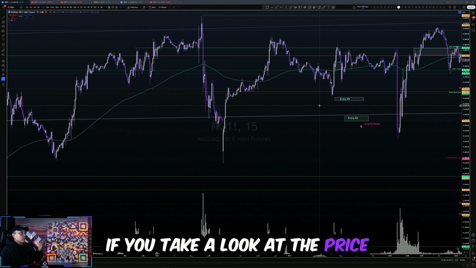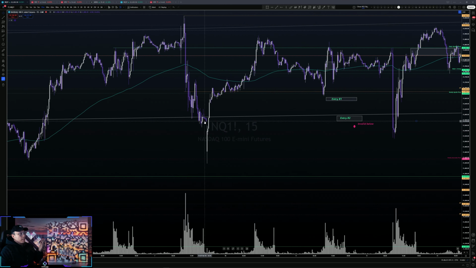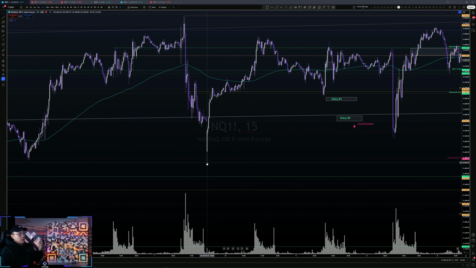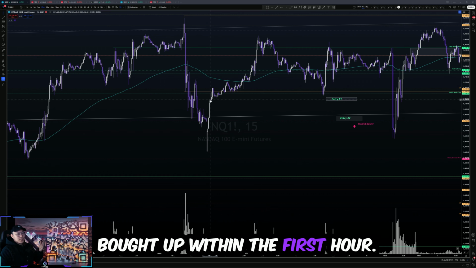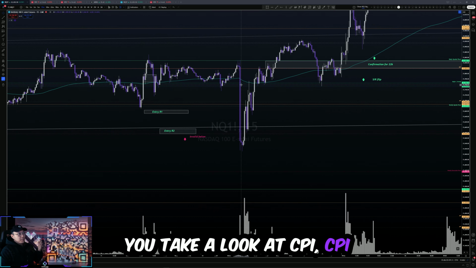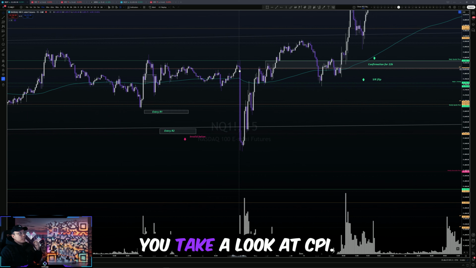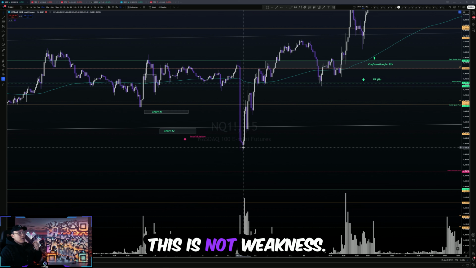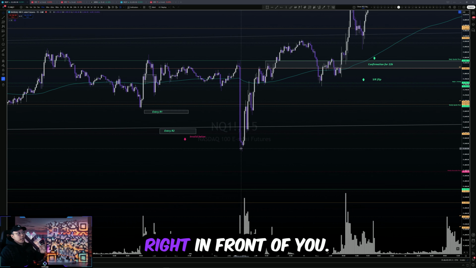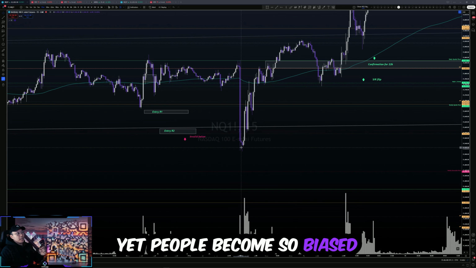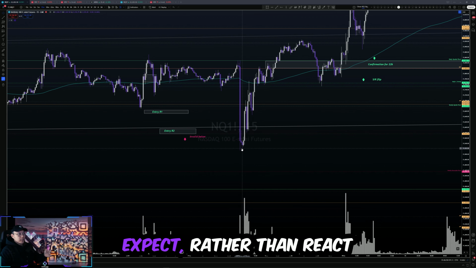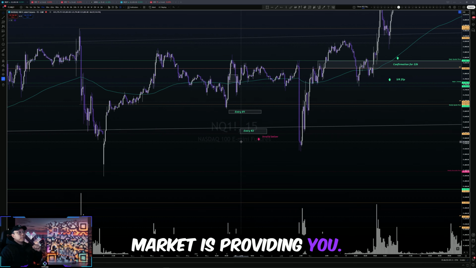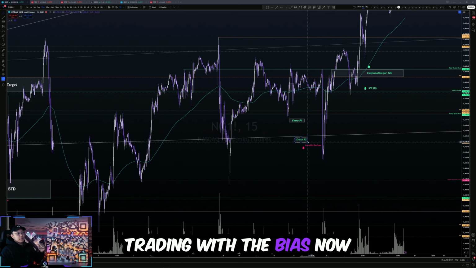If you take a look at the price action from this perspective, you take a look at the gap down that we had this past Sunday and how it immediately got bought up within the first hour. You take a look at CPI. CPI came in hot. PPI came in hot. You take a look at CPI. This immediately got bought up the same session as well. This is not weakness. It's so obvious that it's right in front of you, yet people become so biased in what they want and expect rather than react to what the price and the market is providing you. And that's the problem with trading with a bias.